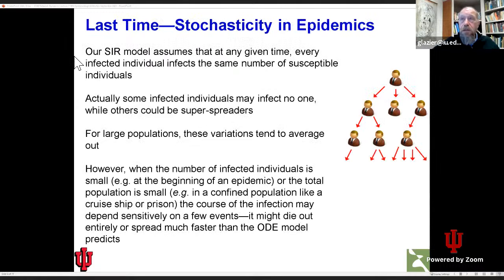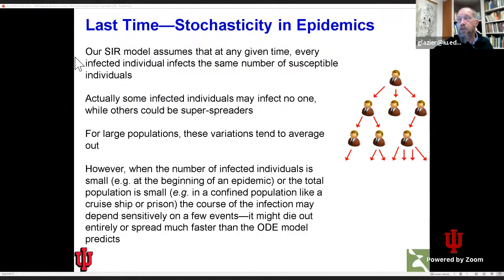And then we talked about stochasticity, and in our ODE models, we always assumed that there was a single rate. In particular, the idea was that every individual who was infected at a given time infected the same number of additional individuals. That was our concept of beta. And in reality, infection looks a little bit more like the picture on the right.